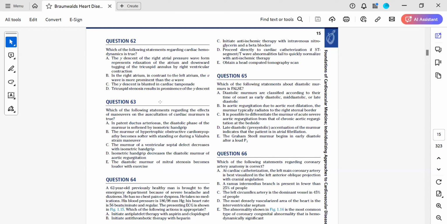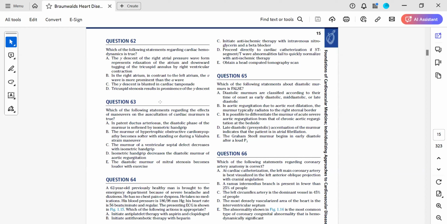When the murmur of AR radiates selectively to the right sternal border and not the left sternal border, it implies that aortic root dilatation rather than aortic valve disease is the cause. The murmur of acute severe AR differs importantly from the murmur of chronic severe AR. The high-pitched murmur of chronic AR begins with the aortic component of S2 and has an early peak and a dominant decrescendo pattern throughout diastole.